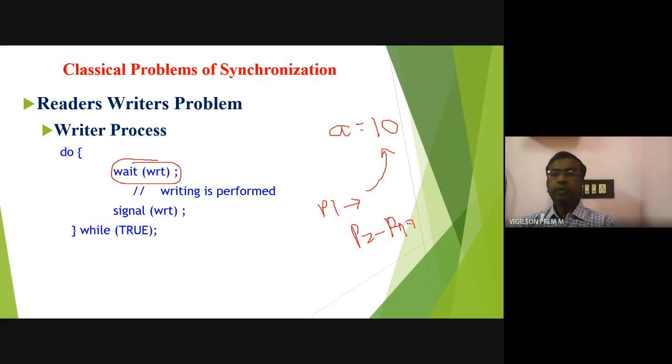P2 to P1 all must wait at the time of writing is performed. After writing is over, I can signal for writing as well as reading. Okay, you're able to understand?